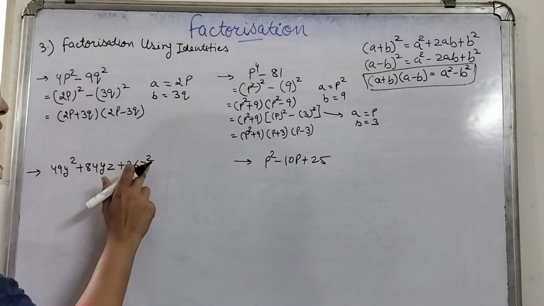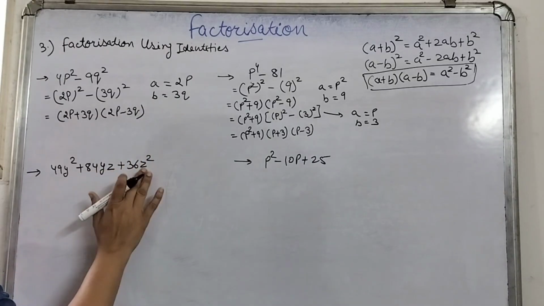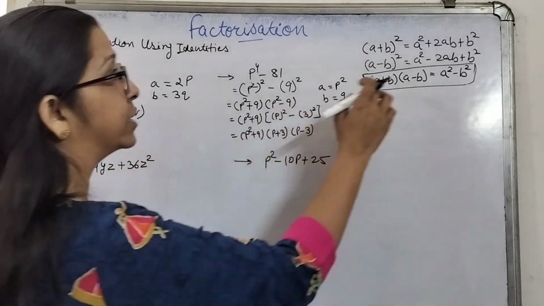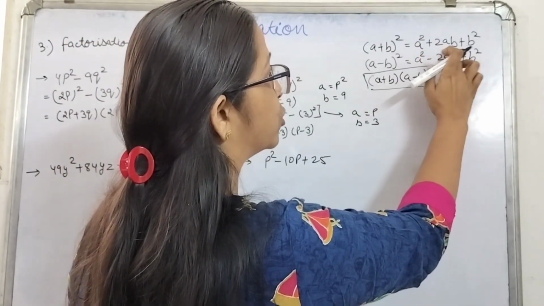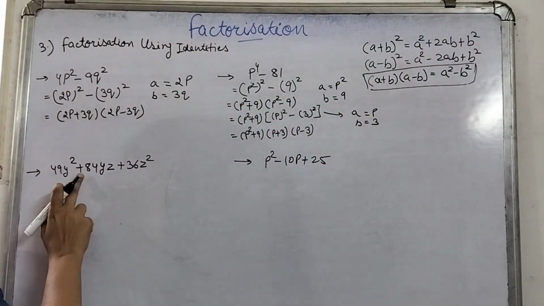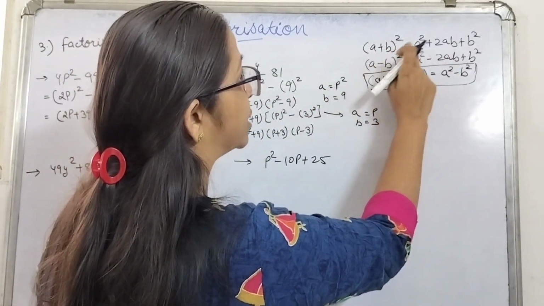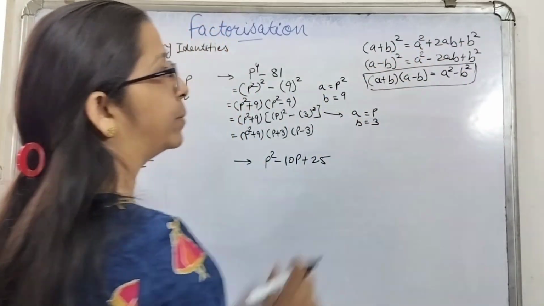36z square is the last term. These two terms are your perfect squares. Now whether this can be represented in this form, a square plus 2ab plus b square, because a plus sign is there in between. So it can be converted into this form, a plus b whole square, that is a square plus 2ab plus b square.